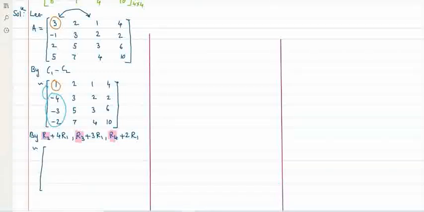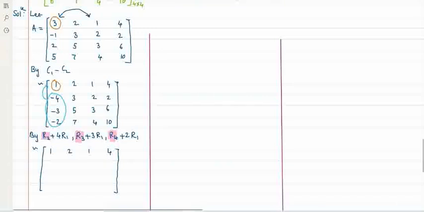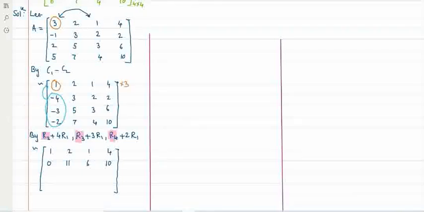First row, 1, 2, 1, 4 remain the same. Now multiply by 4 and add. Obviously, the first element becomes 0. 3 plus 8, 11. Correct. 11, 6, 10. Okay, fine. I will write directly. Verify the calculations. So next one, you have to multiply by 3 and add. Obviously, the first one is 0. 5 plus 6, 11.